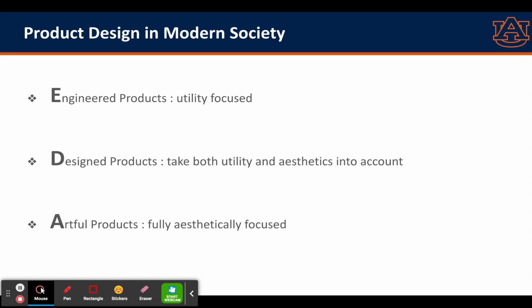So for the engineered products, these are utility focused and there's no real thought given to the look of them, just use it for what it's made for. Design products take both utility and aesthetics into account. So for example, something like a MacBook pen. Artful products are fully aesthetically focused. So anything like a ribbon that you might put in someone's hair.